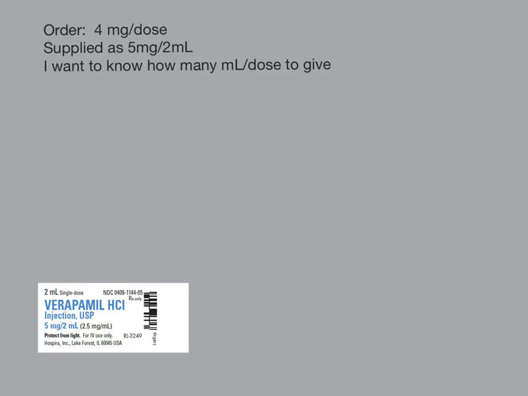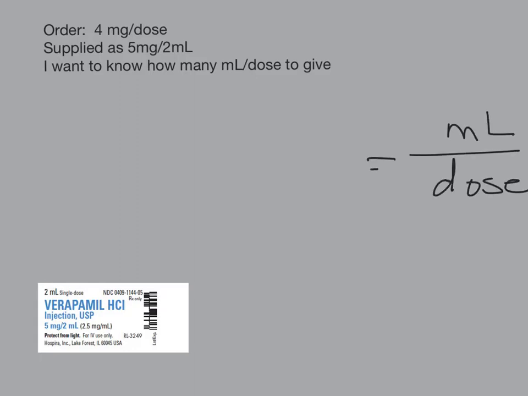The order is for 4 milligrams for a dose. It's supplied as 5 milligrams to 2 mLs solution, and I want to know how many milliliters I'm going to give in this dose that I have just been ordered to give. So, like I said, with dimensional analysis, very easy. I want to know how many mLs per dose, so let's start with that again.